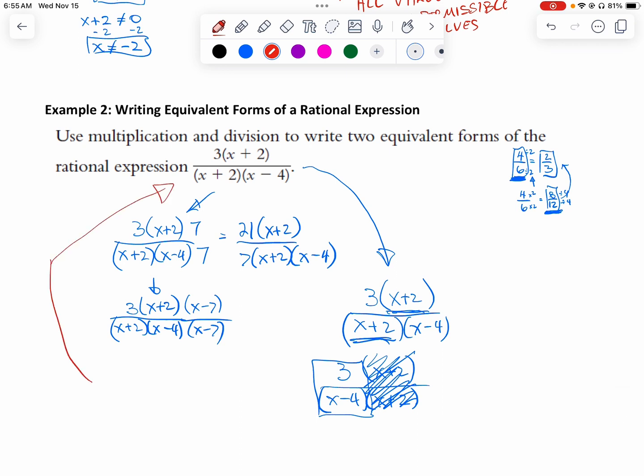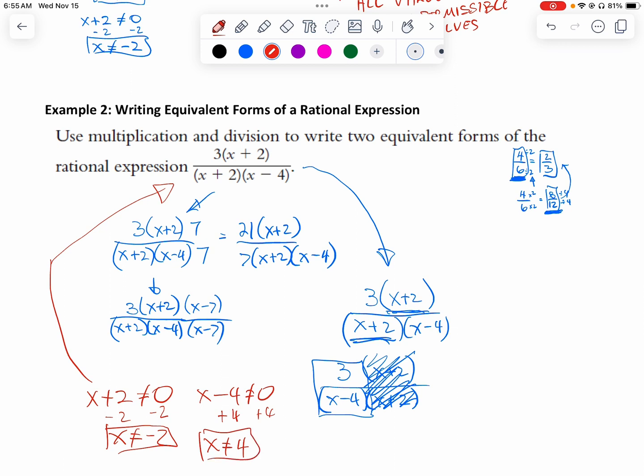So just to make sure that we're going to stay on that same track, what are my non-permissible values? Well, I can't have x + 2 equal 0. So I solve for x. Minus 2, x cannot equal -2. Boom. x - 4 cannot equal 0. Solve for x. Plus 4, x cannot equal 4. There's my two non-permissible values.